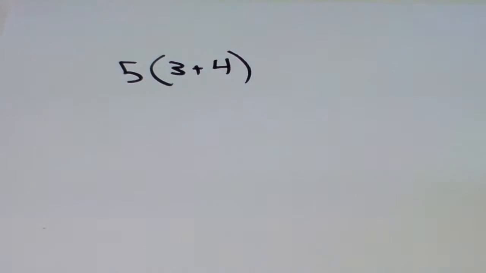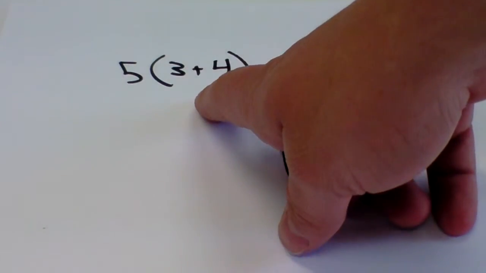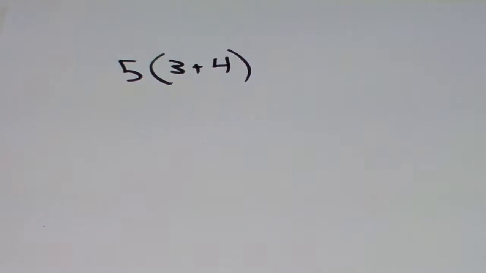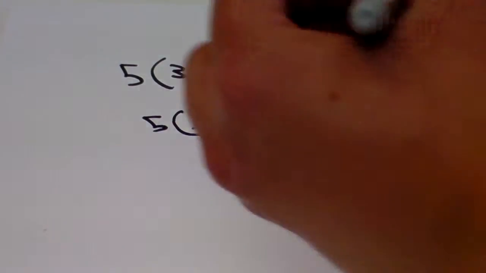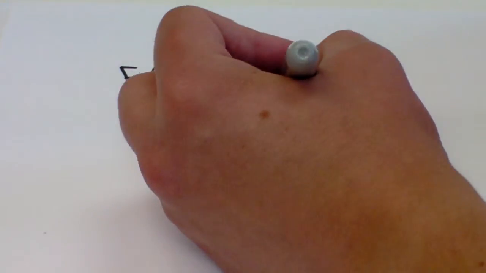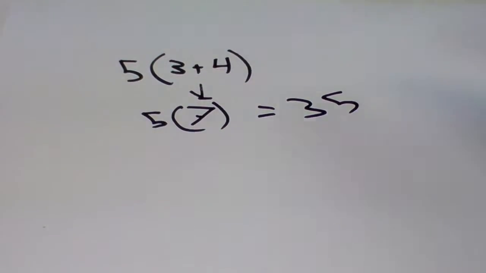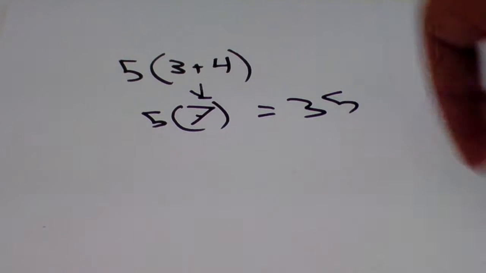5 times (3 plus 4). Okay. Well, the order of operations tells us that the first thing we do is add what's in the parentheses and then multiply it by the 5. So 3 plus 4 is 7, so we have 5 times 7, right? And that's going to be 35. Alright, so 5 times (3 plus 4) is 35.